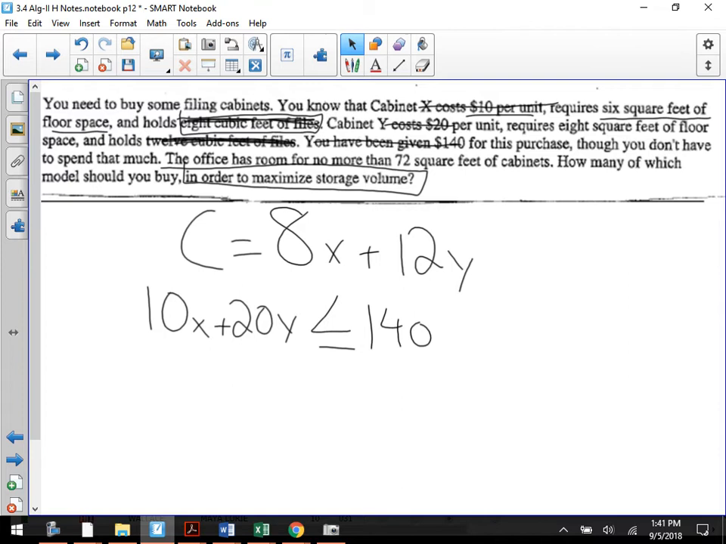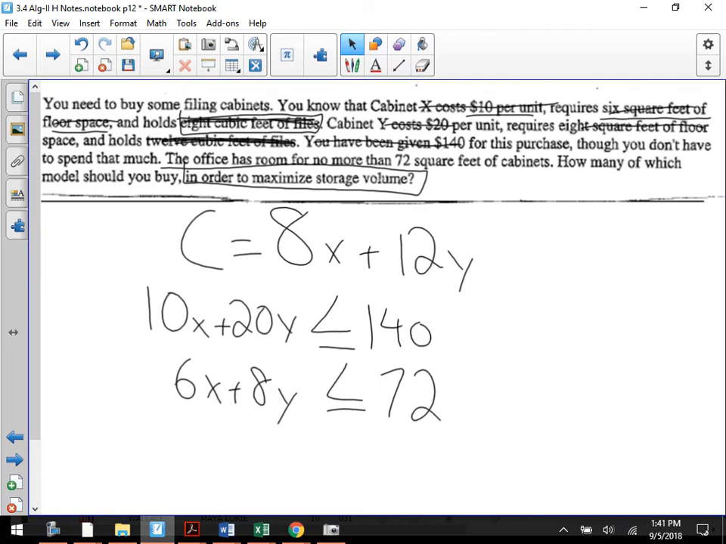What numbers are left? Your floor space. How much floor space were you restricted by? Can I use all 72 square feet? Can I use less than it? Yes. Up to and including 72 square feet. How many square feet did the cabinet X use? 6, and then the other one was 8. And you're all done with that.